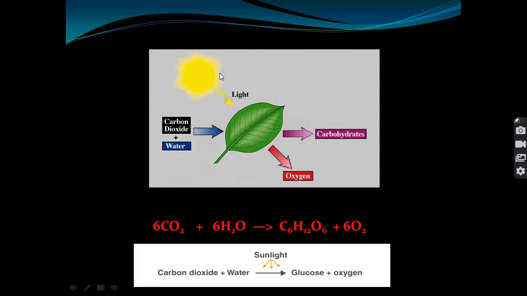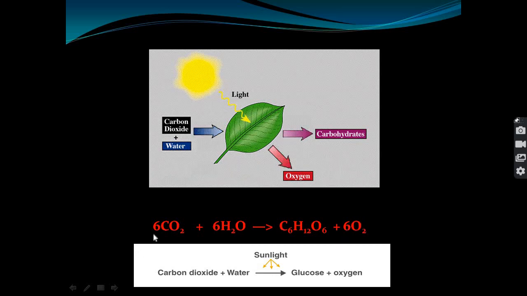So this is the diagrammatic representation of photosynthesis. When sunlight is absorbed by leaves, mainly the leaves in plants, in the presence of chlorophyll, the carbon dioxide and water which are present give us carbohydrates, that is glucose, and oxygen will be liberated. So this is the general equation for photosynthesis: 6 molecules of carbon dioxide and 6 molecules of water in the presence of sunlight and chlorophyll give us glucose, and oxygen will be released.